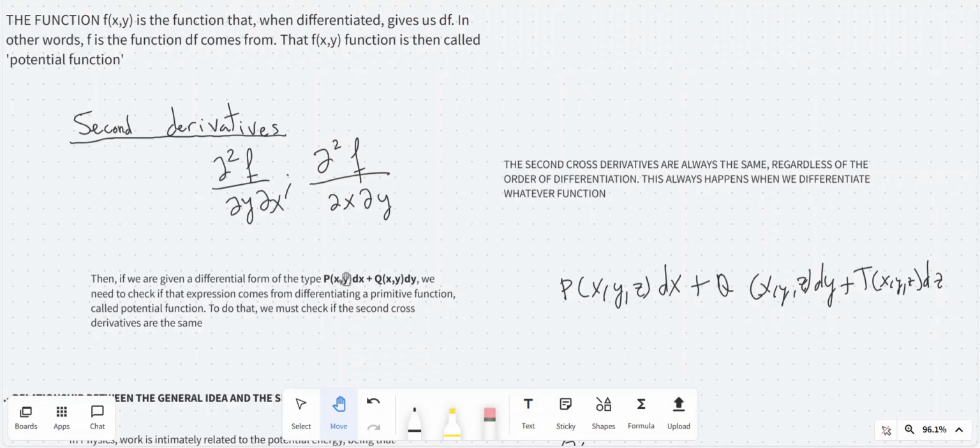So if you take that p function and you consider that as the derivative with respect to x and you differentiate with respect to y, and you do the inverse thing for the function q, you differentiate with respect to x because q is already the partial of f with respect to y. If the result of these two is the same, that means that that p function is the derivative of f with respect to x, and that q would be the derivative of f with respect to y, and therefore this differential expression would come from a further function or a potential function.